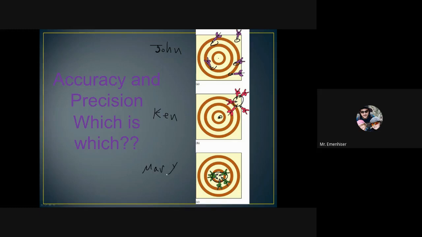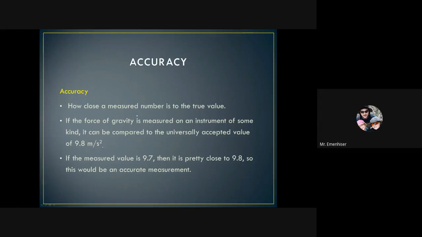So let's have a look. Accuracy is how close a measured number is to the true value. What does that mean in terms of darts? You always use darts to think about this. There's my dartboard. If I'm trying to measure a number and get close to a true value, it's like throwing a dart and hitting the bullseye, right? If I hit the bullseye, that means I am accurate. That's what accuracy means: how close are you to what you're supposed to be? If the force of gravity is measured on an instrument, it can be compared to the universally accepted value.